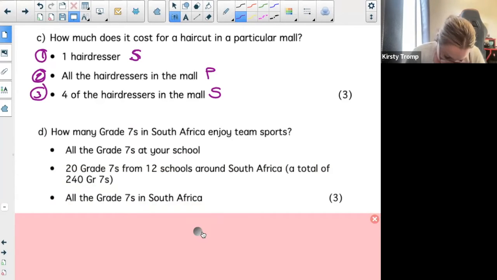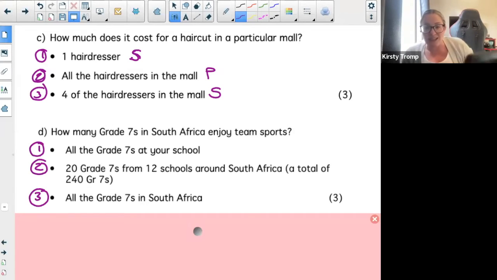All right, so go have a look at D, guys. How many grade 7s in South Africa enjoy team sports? All right, now what is a team sport? A team sport is something like rugby, like we won, or it could be something like cricket, which we are also busy playing at the moment, or it could be soccer, or hockey, or netball. Those are all team sports.